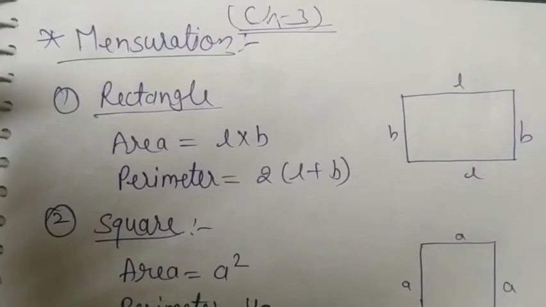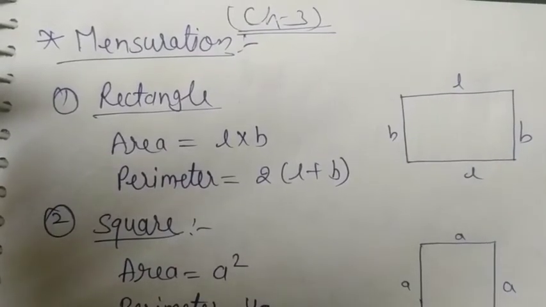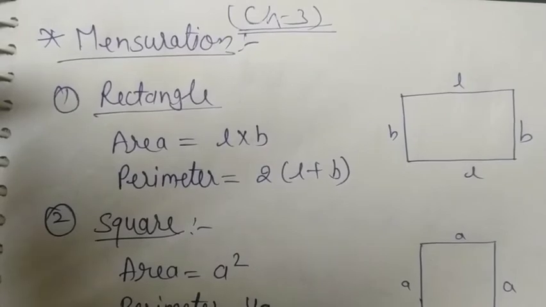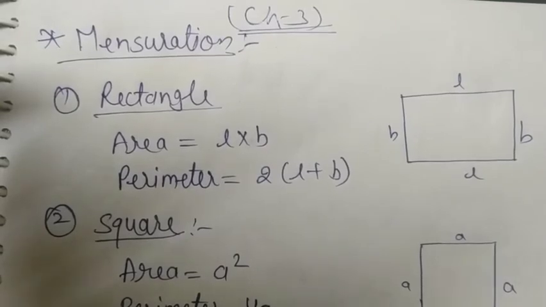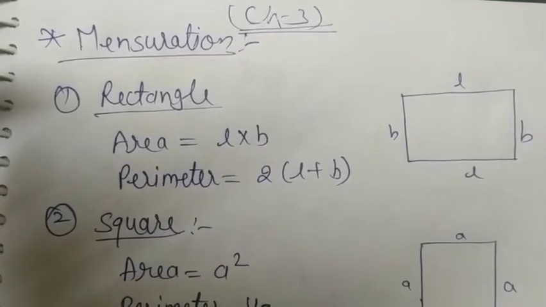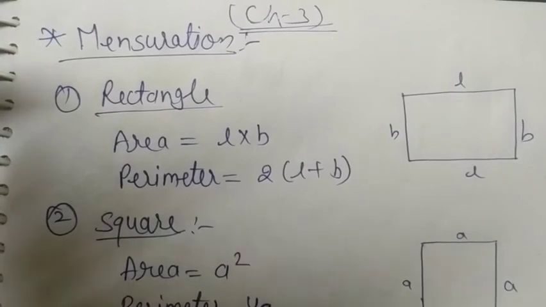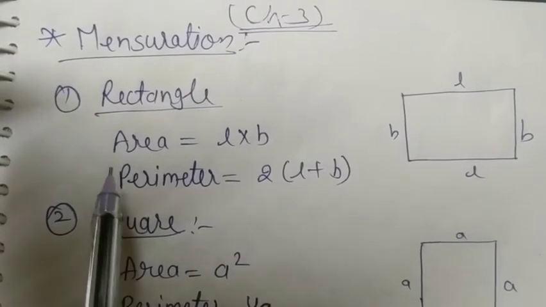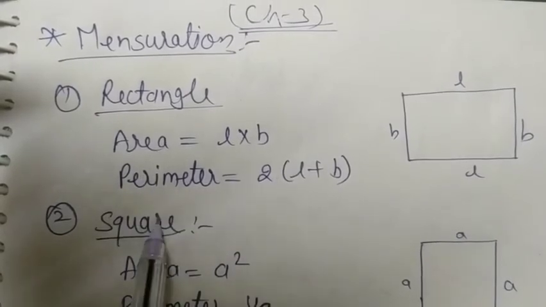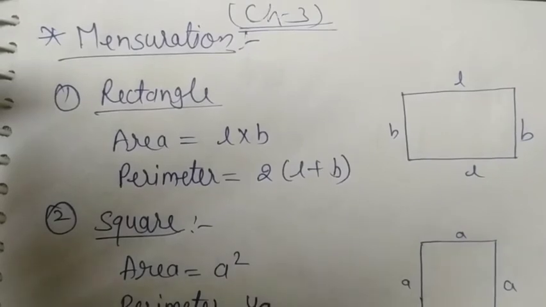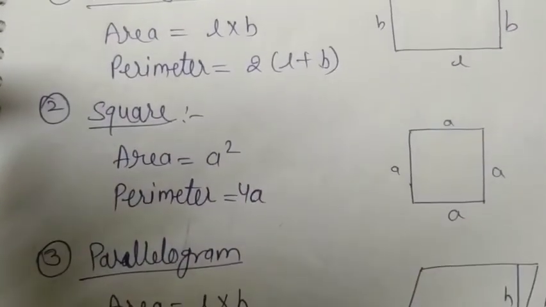Hello students, in chapter 3, the next topic is mensuration. There are some standard figures. We are talking about some 2D and 3D figures. For example, rectangle. If the length and breadth are given, we know that the area is length into breadth and perimeter is 2 times the length plus breadth. These are some basic standard figures.